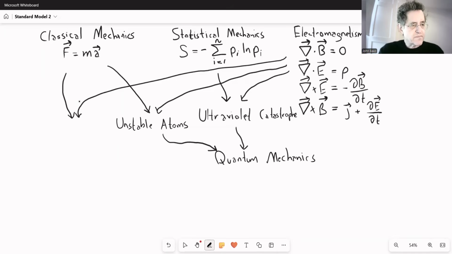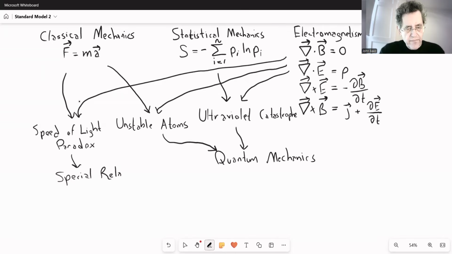That led to a serious conceptual problem, which we might call the speed of light paradox. And Einstein thought very hard about that and invented special relativity to solve that problem. So this led to special relativity. What's special relativity? Well, it's a whole new outlook on what space and time are. I'm not going to fully explain it, but the basic idea is that before special relativity, we thought of space and time as separate things.